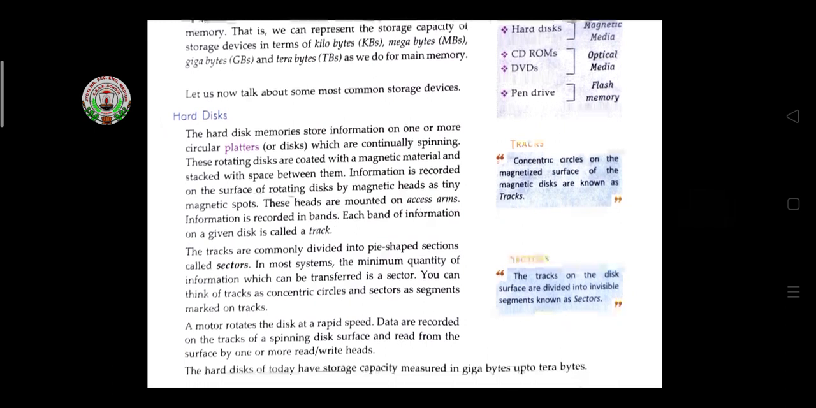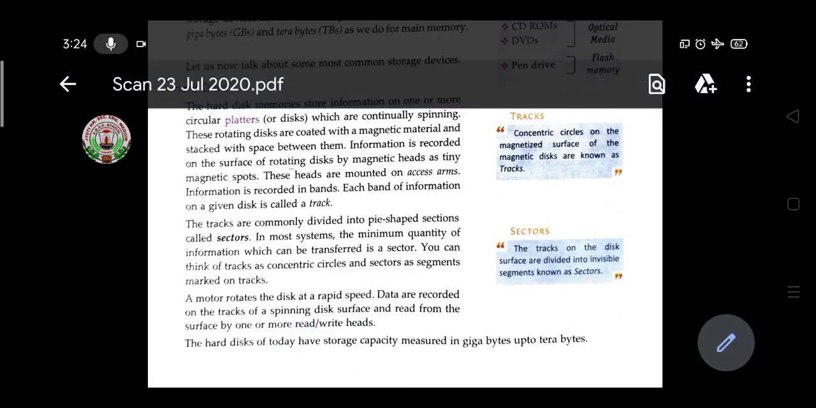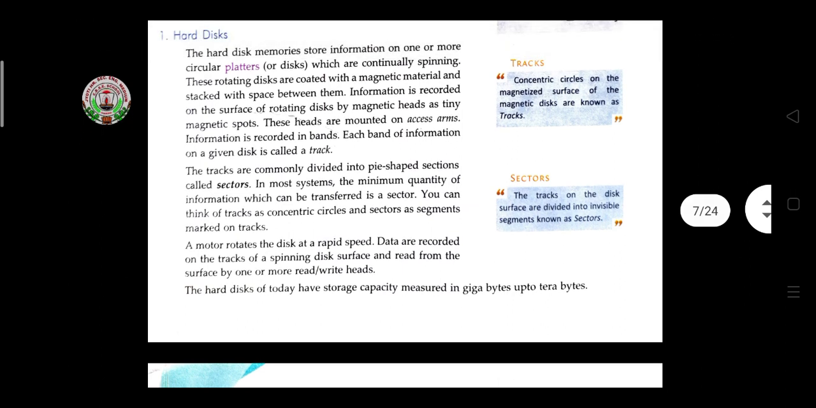And what is a track? Concentric circles on the magnetic surface of a magnetic disk are known as tracks. The tracks are commonly divided into pie-shaped sections called sectors. In most systems, the minimum quantity of information which can be transferred is a sector. You can think of tracks as concentric circles and sectors as segments marked on the tracks. Then what are sectors? The tracks on the disk surface are divided into invisible segments called sectors.